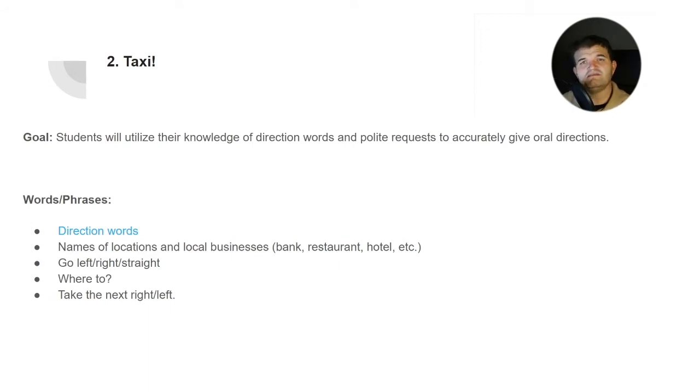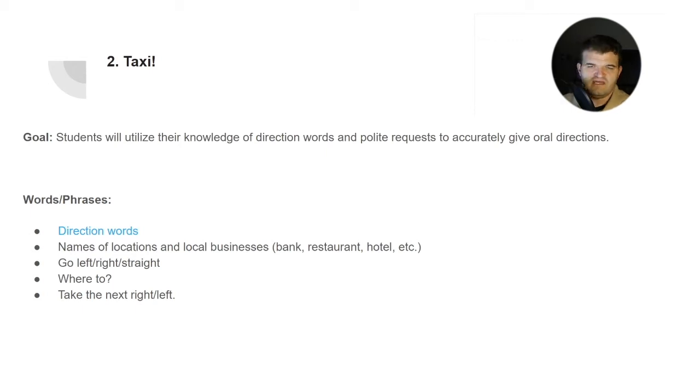Second scenario is taxi. Get a taxi, and you're going to practice direction words and polite requests. Those are all very important in giving oral instructions, giving verbal instructions, telling people where to go. So direction words, very nice to practice. Kids always need practice: left, right, straight, back, go left, go right, go straight, things like that. Take the next left, take the next right, go down 2 blocks.